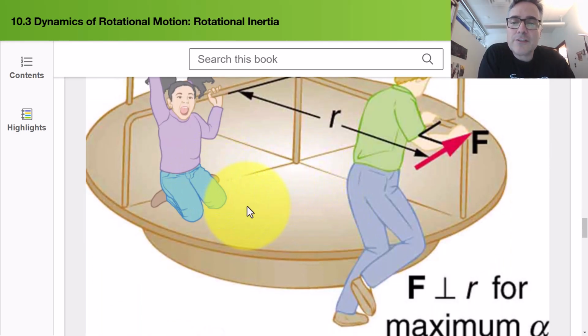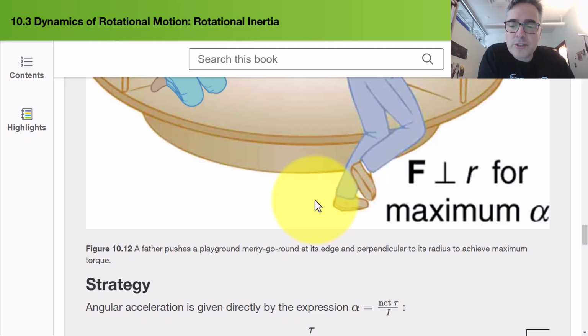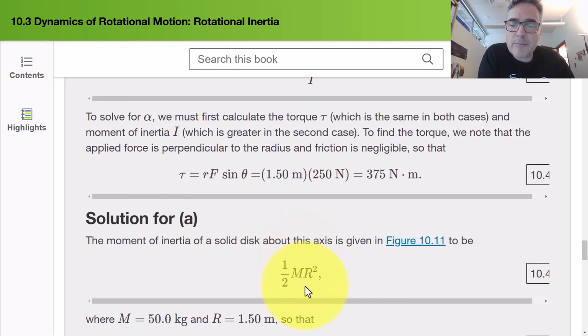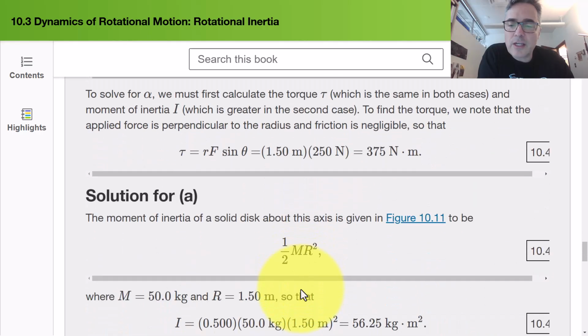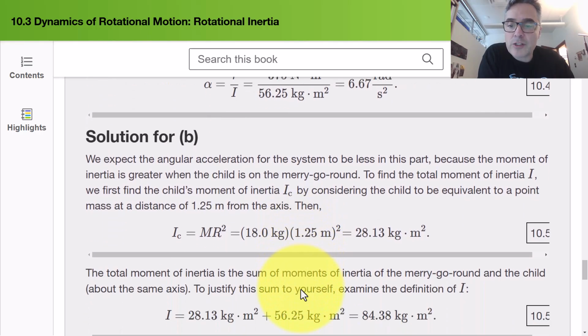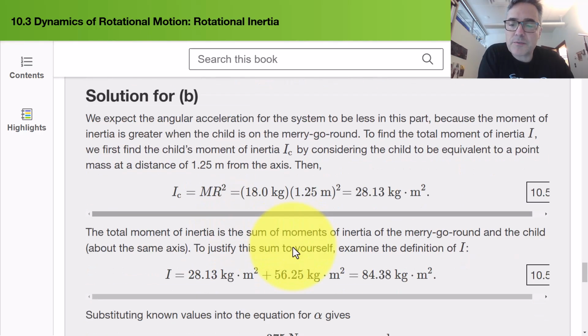And you can use Newton's second law to find the rotational angular acceleration of various objects. Here they have a solid disk for which you use 1/2 mr squared, and then they have a person at some particular distance. You consider that like a particle, mr squared, at some distance.